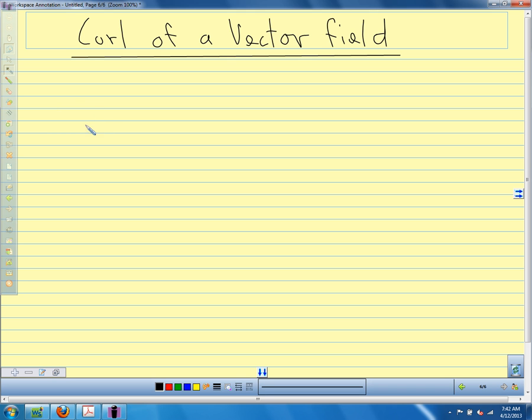All right, so the curl. We're going to define our curl. So we have a vector field in space. So this is our vector field.